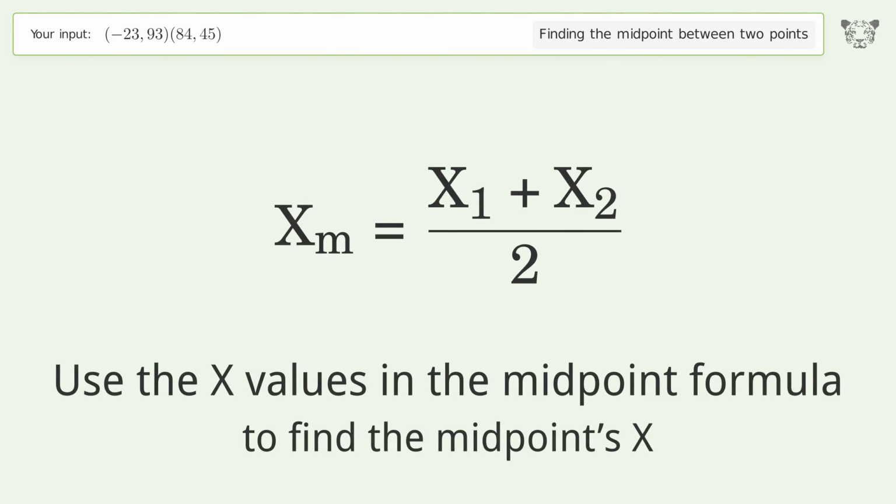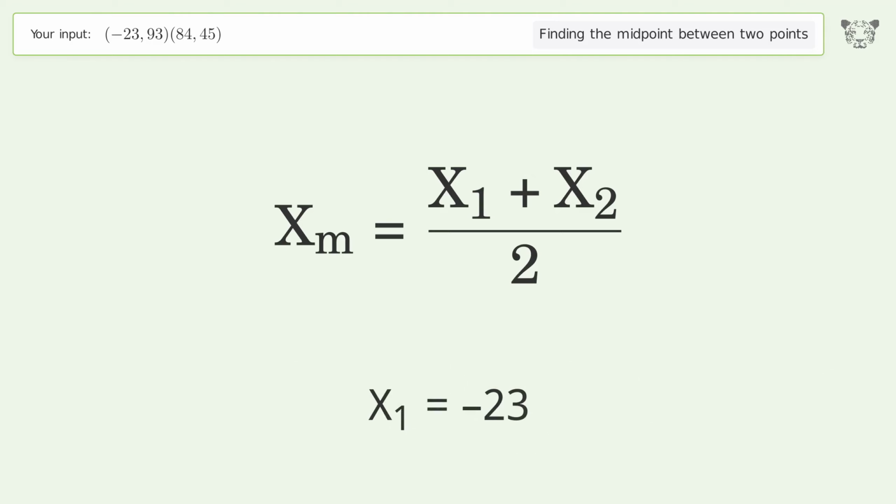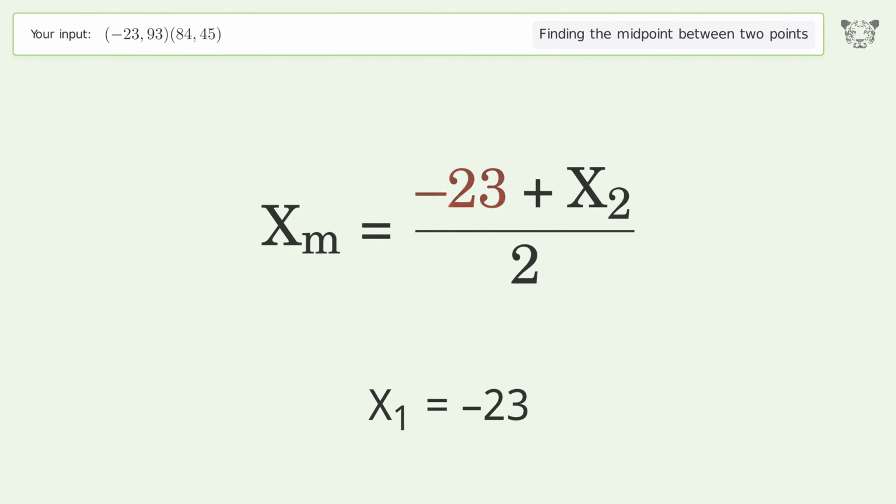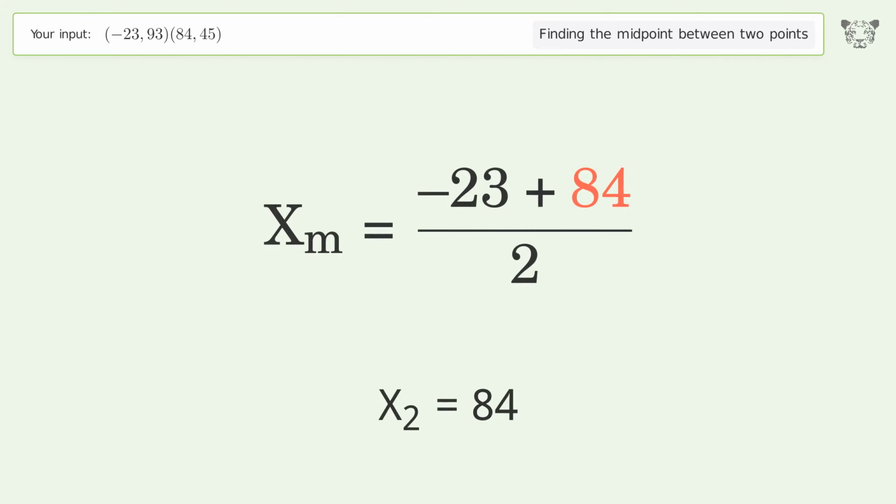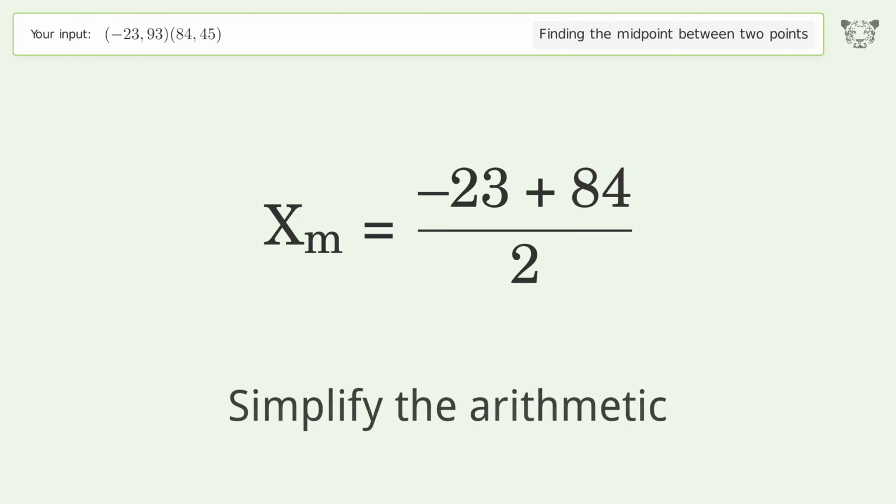Use the x values in the midpoint formula to find the midpoints x. x1 equals -23. x2 equals 84. Simplify the arithmetic.